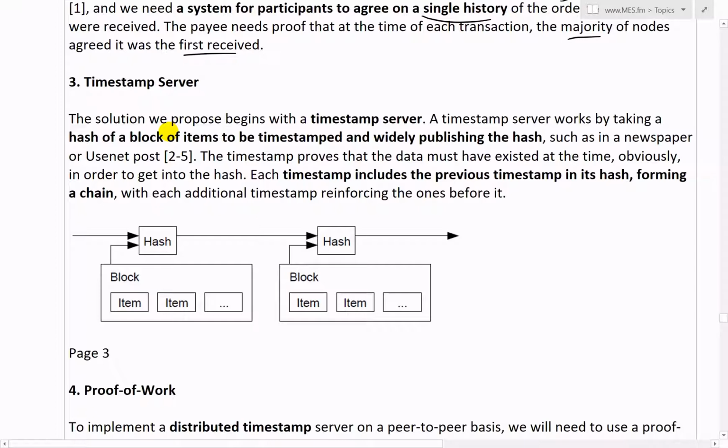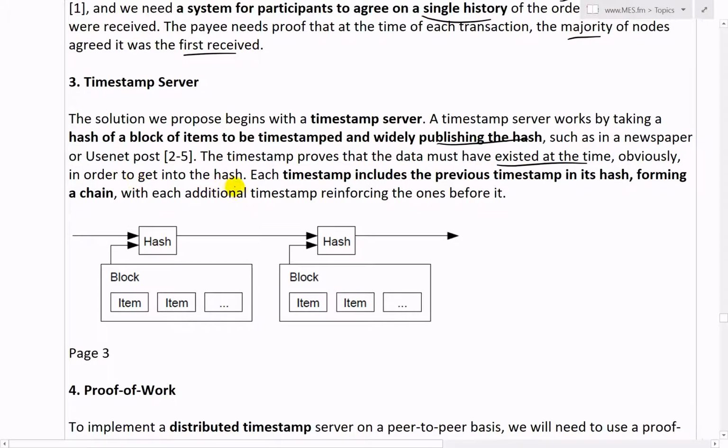The solution we propose begins with a timestamp server. A timestamp server works by taking a hash of a block of items to be timestamped and widely publishing that hash, such as in a newspaper or Usenet posts. The timestamp proves that the data must have existed at the time. I believe it's just another computer system to send out the time. But anyways, the timestamp proves that the data must have existed at the time.